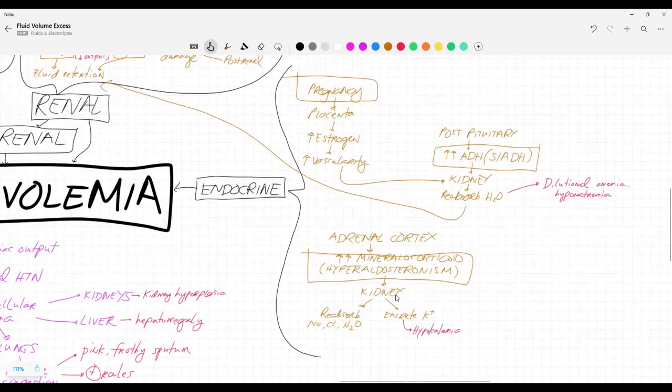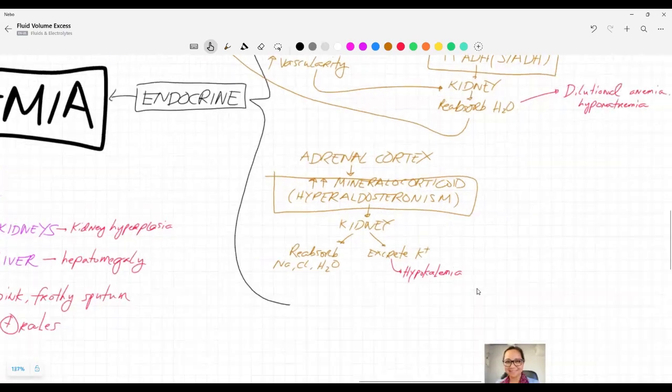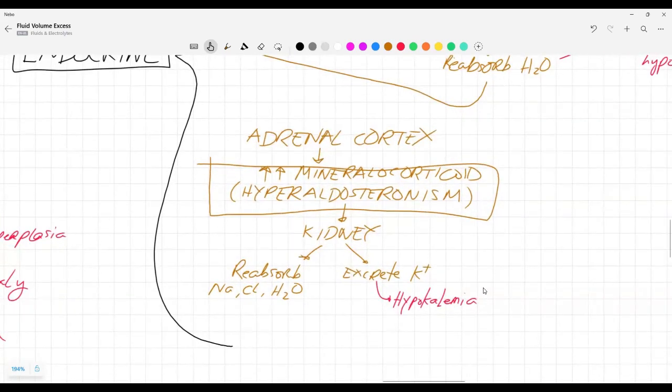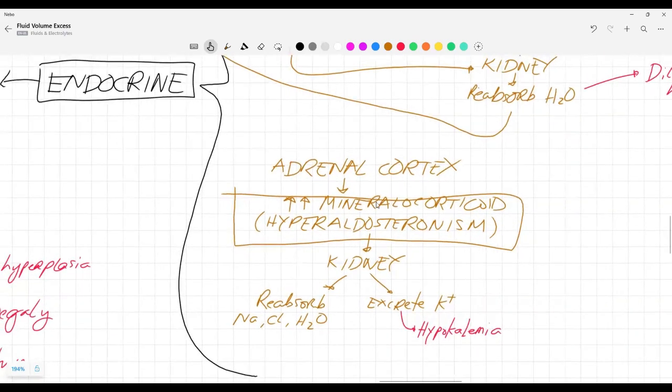With these endocrine issues, most of them go back to the kidneys, but I want to point out that they're hormonal, something to do with the hormones that are controlled by the endocrine system. So let's start here with the adrenal cortex, which is controlled by the anterior pituitary gland.